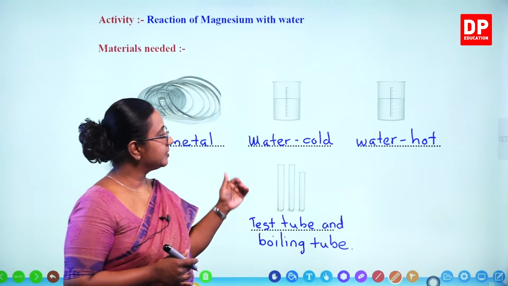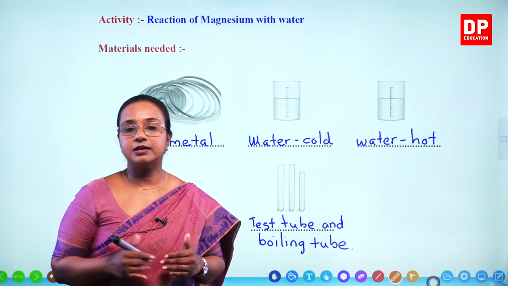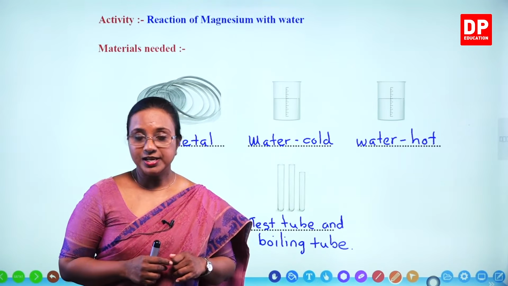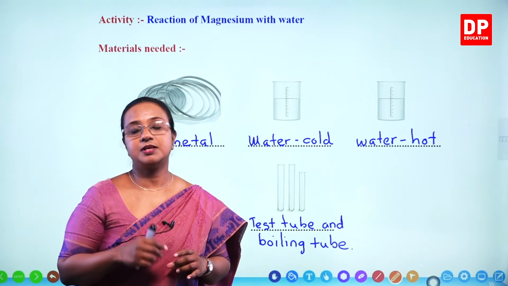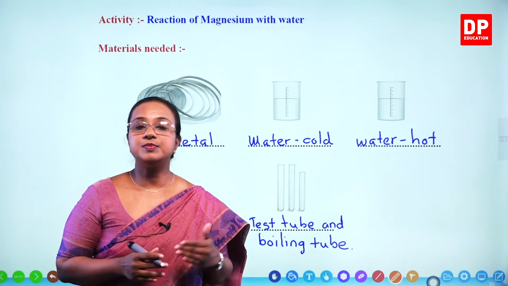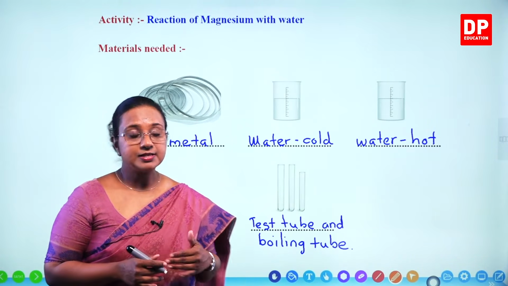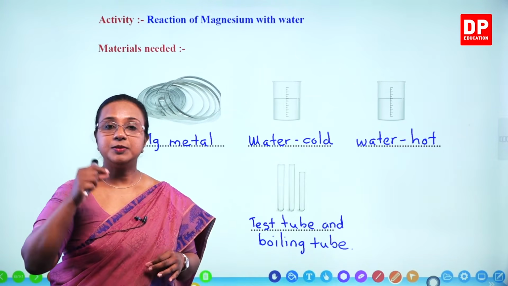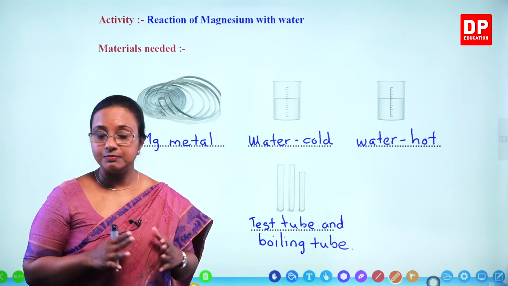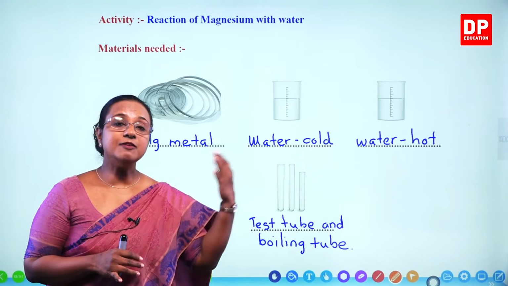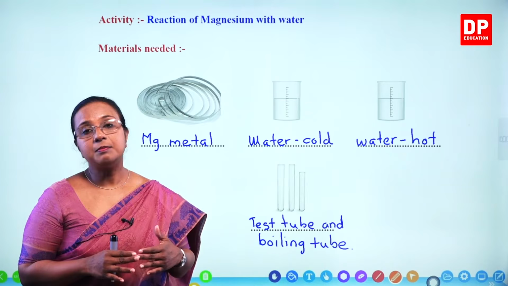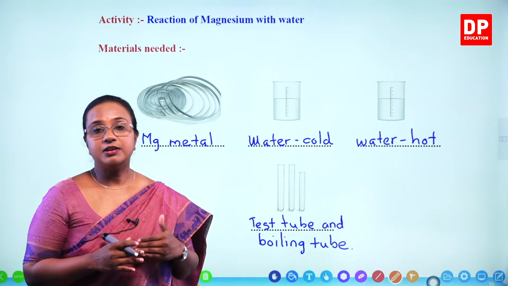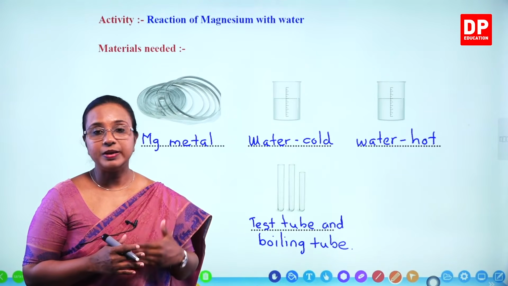Then what we do is we can either boil water and take the boiled water into a boiling tube or a beaker and put a strip of magnesium and observe the reaction. Or else we can take water into a boiling tube, put a piece of clean magnesium strip, and then we can heat it in the Bunsen flame. So either way we will do the reaction of magnesium with hot water.